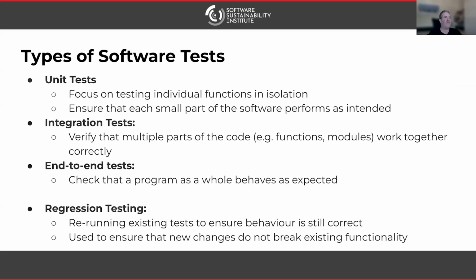So there's a few types of software tests that we can use, and we're going to be looking particularly into one of these types, which is unit tests, and that's the first one on this slide. With unit tests, these focus on testing individual functions or classes in isolation. They ensure that each small part of the software performs as intended. Okay, this is the lowest level of automated testing.